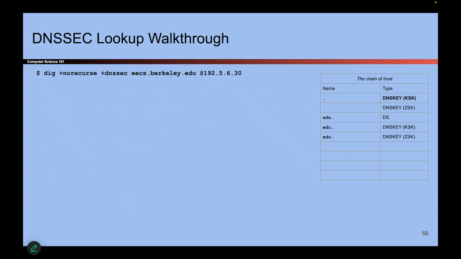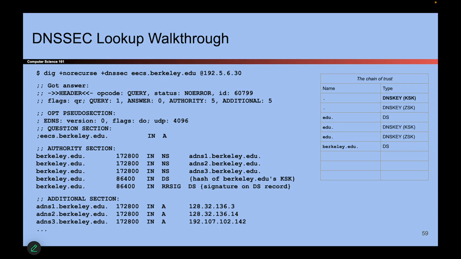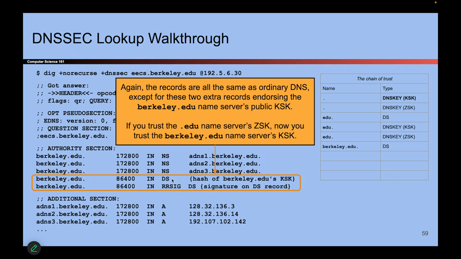Then we go to the lower half. We ask it for the IP address of eeks.berkeley.edu. We get back an answer that is exactly the same as normal DNS. We have NS records. We have A records. Those tell us where to go next. No difference there. The only difference is these two records, and these two records endorse the next name server. Anytime you want to endorse the next name server, you send a DS record and an RRSIG, which signs the DS record. And these two together form a signature on the next name server's public key. You trust me, I'm signing their public key. Now you trust that public key as well.